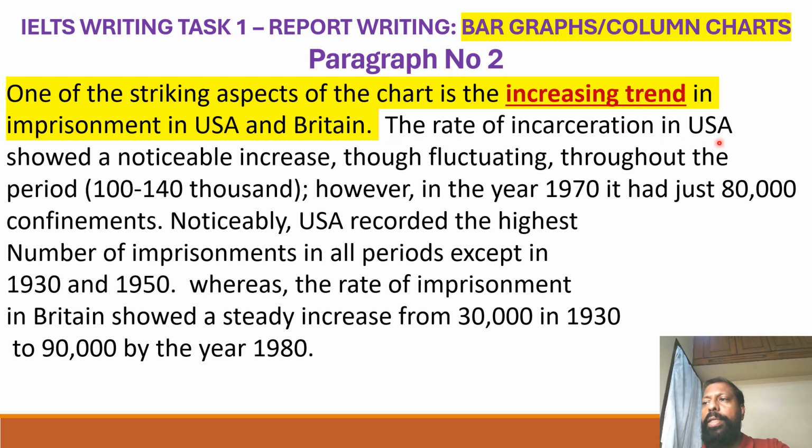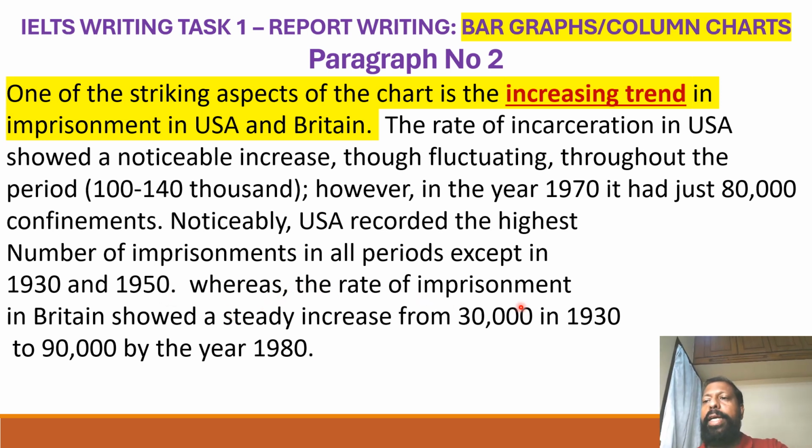And we need to elaborate this one with the data. The rate of incarceration in USA showed a noticeable increase, though fluctuating. So we mentioned that one, fluctuating throughout the period, 100,000 to 140,000. However, in the year 1970, it had just 80,000 confinements. So look at the bar graph. You will understand what this data is about. Noticeably, USA recorded the highest number of imprisonment in all periods except in 1930 and 1950. So except these 2 years, they recorded the highest number of imprisonments.